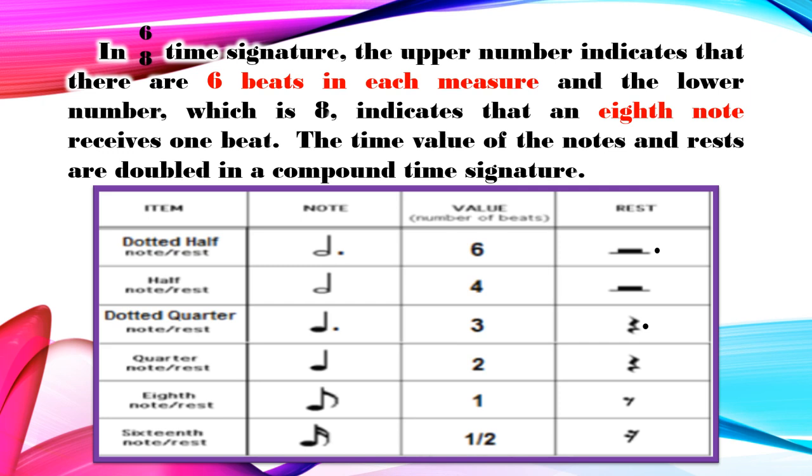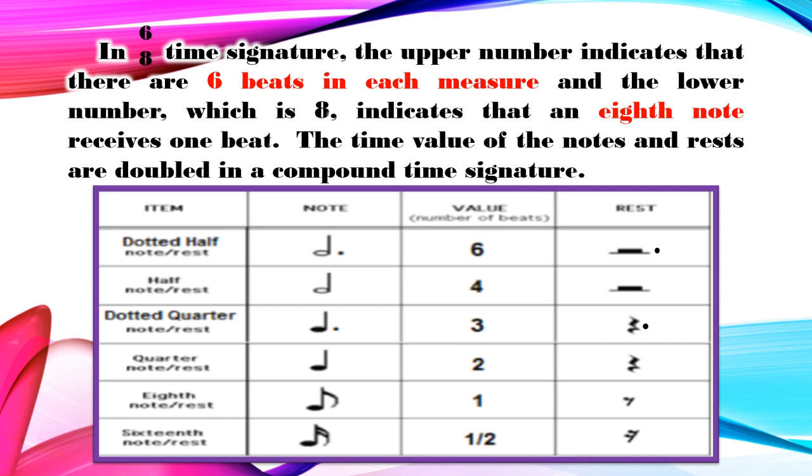Dotted half note, dotted half rest: 6 beats. Half note, half rest: 4 beats. Dotted quarter note, dotted quarter rest: 3 beats. Quarter note, quarter rest: 2 beats. Eighth note, eighth rest: 1 beat. 16th note, 16th rest: 1 half beat. Let us repeat.